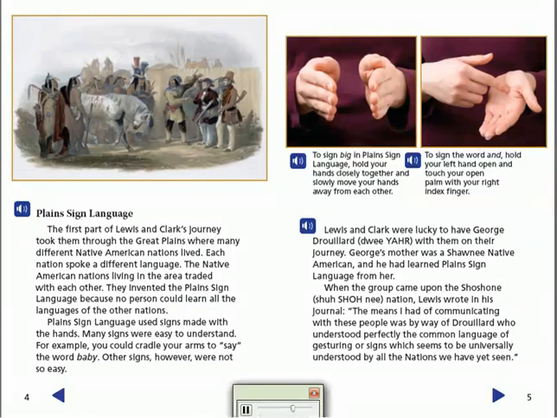Plains Sign Language used signs made with the hands. Many signs were easy to understand. For example, you could cradle your arms to say the word baby. Other signs, however, were not so easy. To sign big in Plains Sign Language, hold your hands closely together and slowly move your hands away from each other.